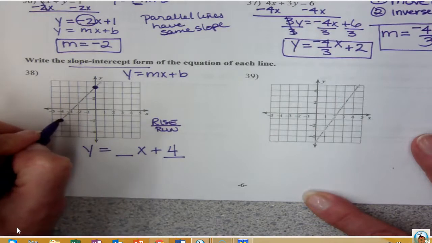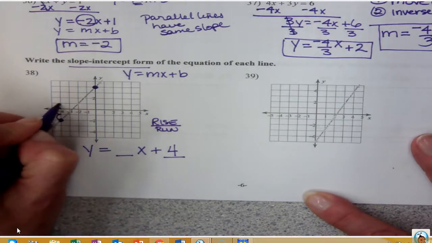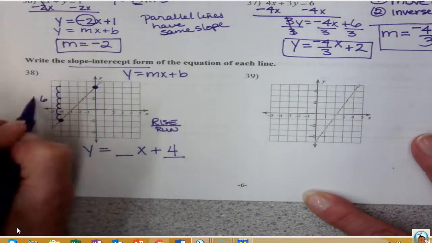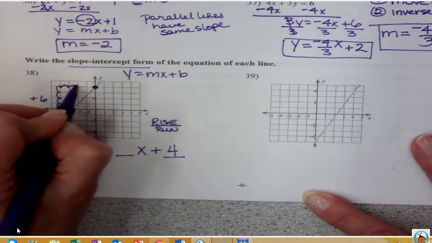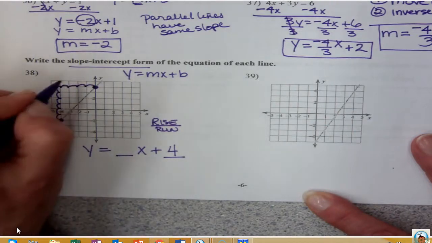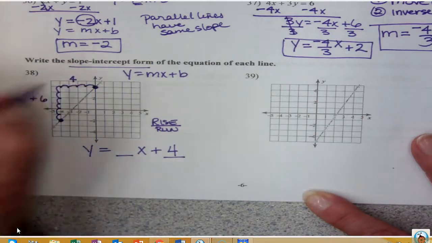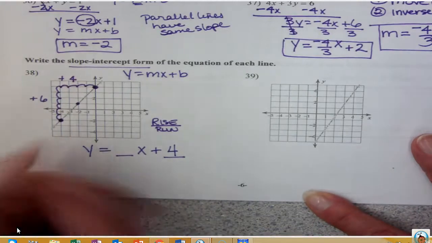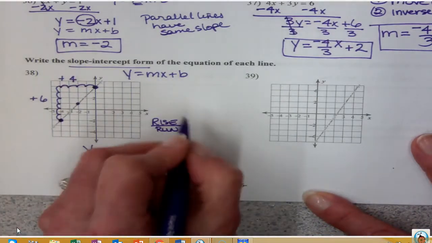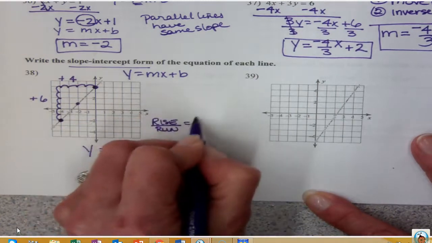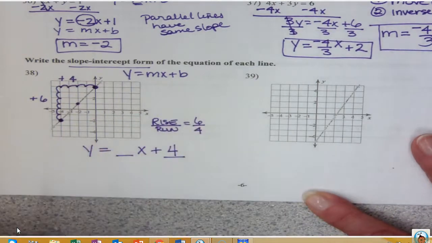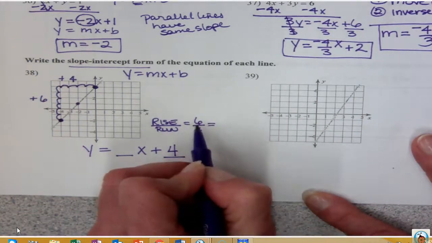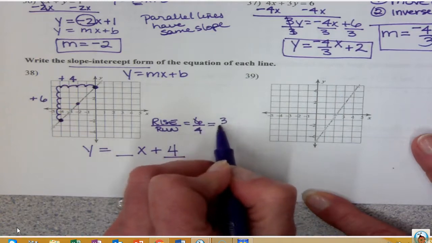So I'm going to go up. My rise is 1, 2, 3, 4, 5, 6. Positive 6. My run is 1, 2, 3, 4. Oh, maybe that was perfect. Positive 4. So maybe that was a perfect match. I didn't think it was. How do I know that now? Because I know that 6 is my rise, 4 is my run, and I can reduce that by 2 and get 3 over 2.